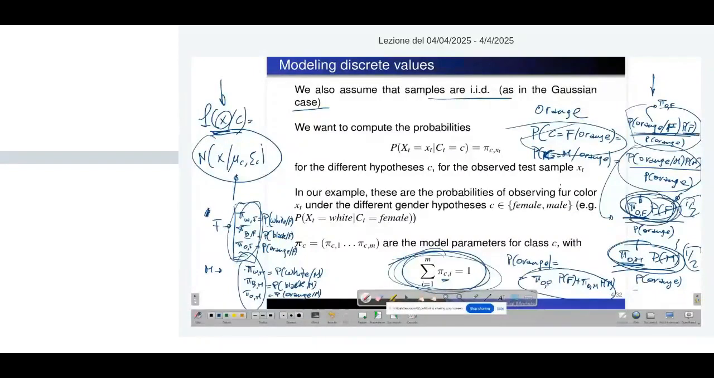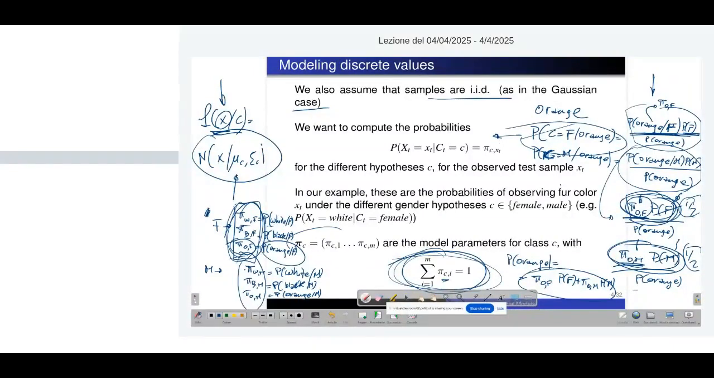So we need to compute the joint, which is the class conditional times the prior, but the class conditional is described in terms of the model parameters directly, so we just need to select the model parameter that corresponds to that class conditional likelihood. For example, P of orange given F is described by this parameter. Combining all this together allows us to compute the class posterior and make inference exactly with the same criteria that we use for the Gaussian model: maximum posterior class probability, that's the label that we will output.